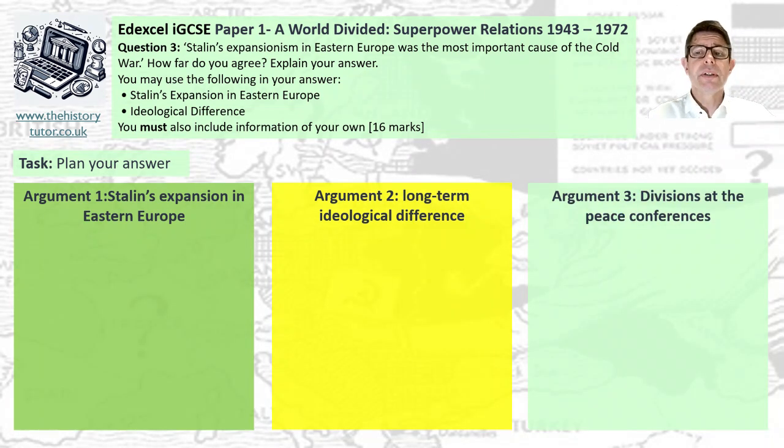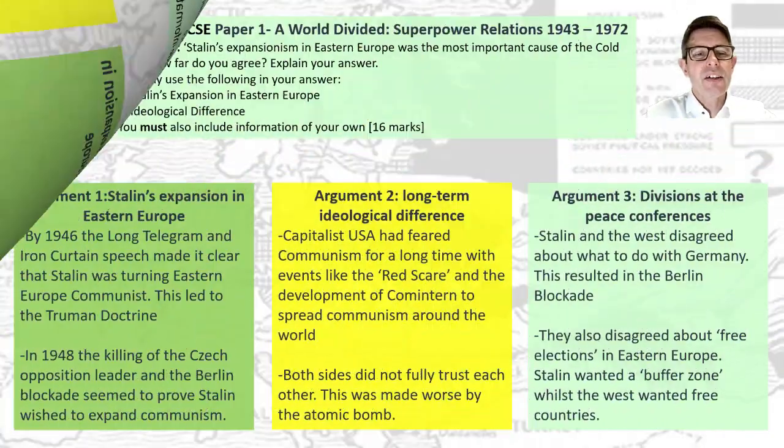So I think you could go with divisions at the peace conference as well as a third idea. It's quite a common sense, simple one. It leads to lots of consequences. But also you can compare the divisions at the peace conference quite nicely with Stalin's expansion and also ideological difference. So pause me now and come up with a plan in detail. List some of the ideas from your revision notes of how you'd develop some ideas around Stalin's expansion, ideological difference and divisions at the peace conference. So list some ideas now. Away you go.